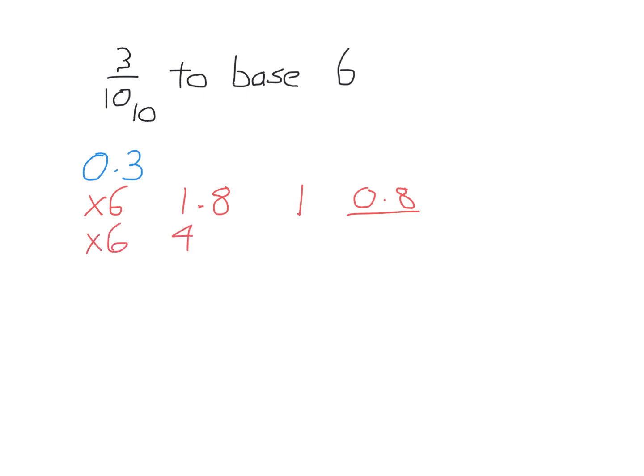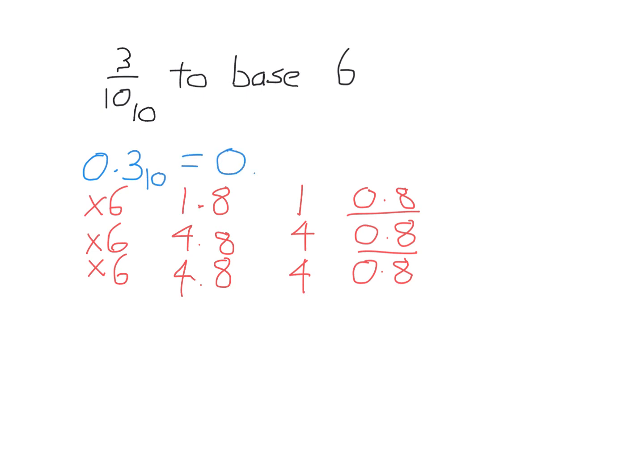So 0.8 times 6 gives us 4.8. So I subtract the integer part 4, and I'm left with 0.8. And then if I were to take this and multiply by 6 again, the exact same thing would happen. I'd get 4.8, take away the integer part, and I'm left with 0.8. Now you can probably see the pattern here. We're never actually going to get back to 0.3. These 4's are just going to continue forever. So we have 0.3 in base 10 is equivalent to 0.1 and 4 recurring. It's only the 4 that's recurring in base 6.